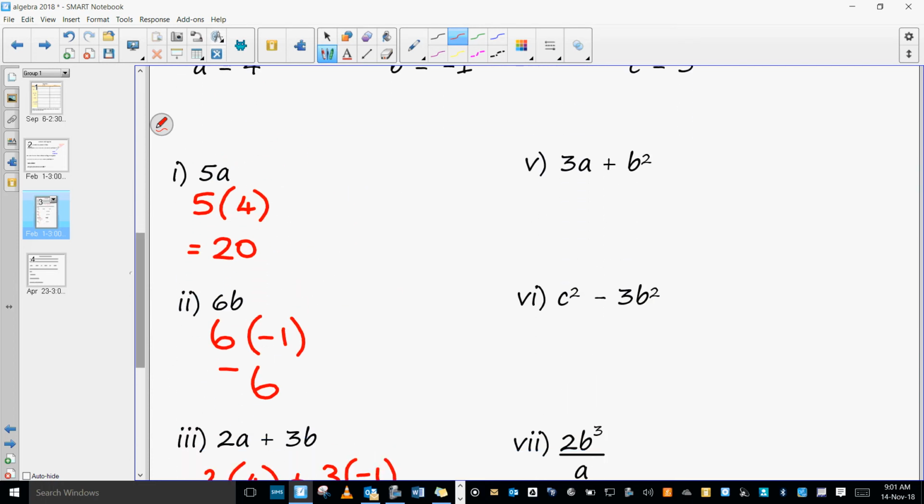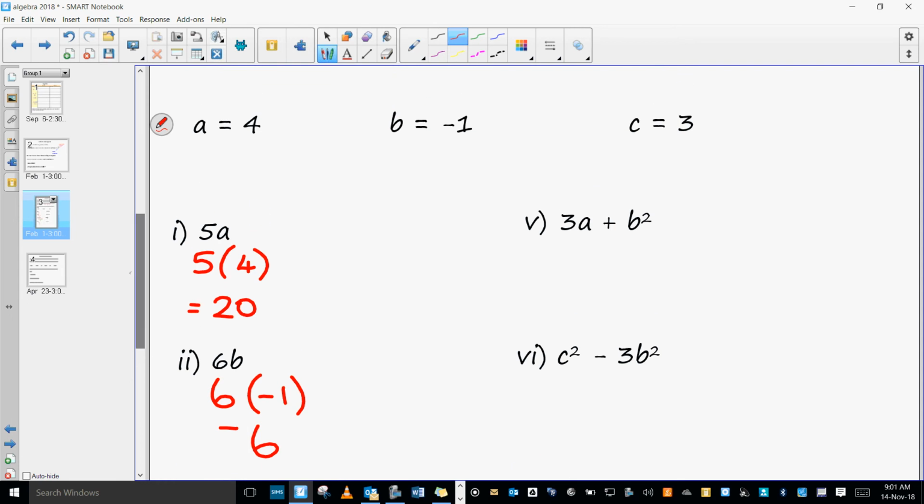Alright, we've got 3a plus b squared. Oh my god, you see that? Oh, little c. I haven't been writing this. If you're so excited about the lesson, you are now. So, 3 brackets 4 plus negative 1 squared.